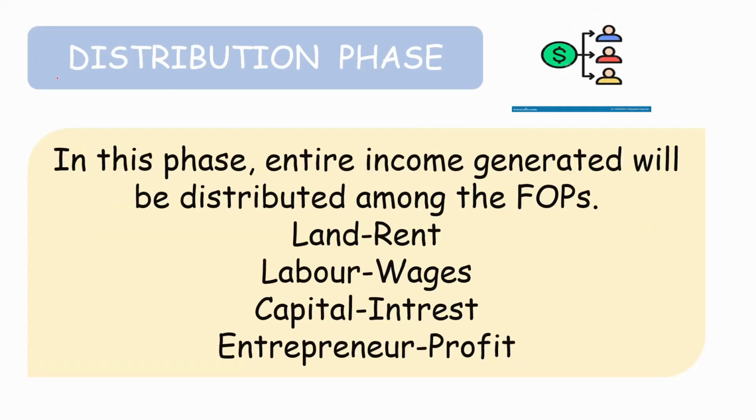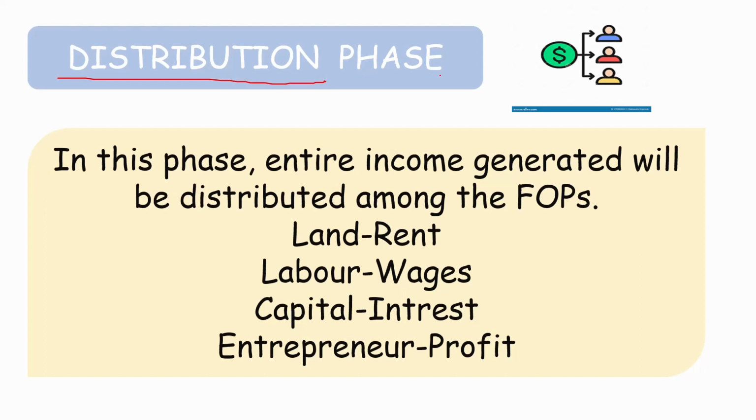Next phase is distribution phase. Distribution means something which is being distributed. For example, if there is a birthday boy or a birthday girl in your class, and she or he brings a box of chocolates, so those chocolates are being distributed among the students. So that is something known as distribution. Bantna, if we say in Hindi.